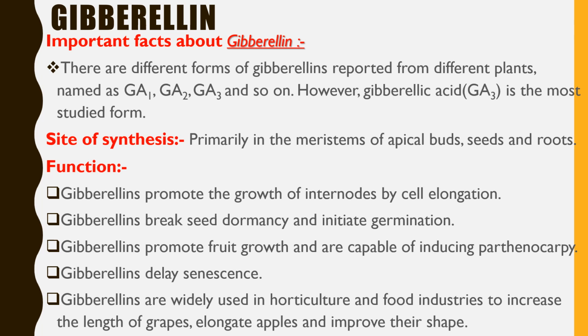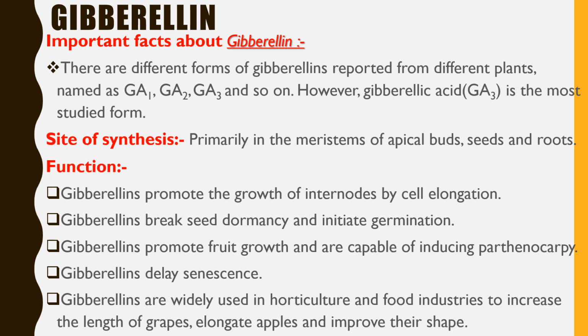The second plant hormone we are going to discuss is gibberellin. Important facts about gibberellin are there are different forms of gibberellin reported from different plants named as GA1, GA2, GA3 and so on. However, gibberellic acid, that is GA3, is the most studied form. Site of synthesis of gibberellin. Primarily in the meristem of apical buds it is synthesized, and also in the seeds and roots.